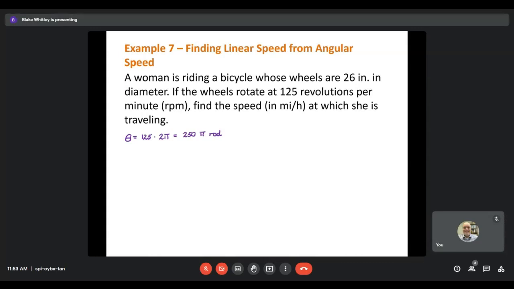Now, if we want to find the angular speed, W is equal to theta over time. We just calculated theta, that's 250 pi radians, over time, in this case, is actually just 1 minute, right? Since it was 125 revolutions per 1 minute, this is just going to be 1 minute, which means when we divide this, we're just going to get 250 pi radians per minute.